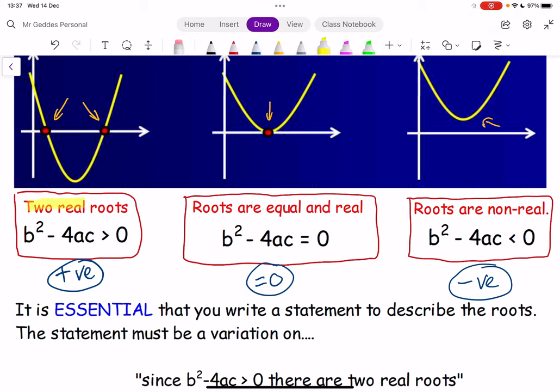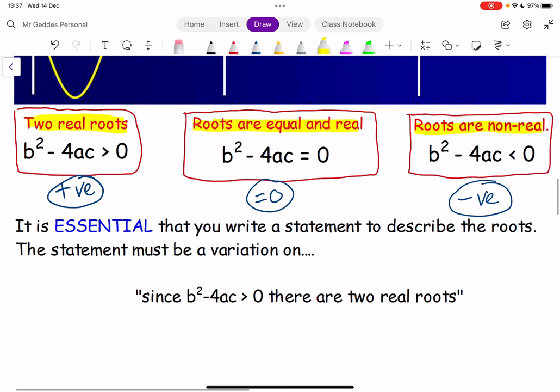These wee statements here and here, these words, they're all worth a mark to you. You have to memorize them. Two real roots. Roots are equal and real, and then no real roots, or roots are non-real. If you prefer no real roots, that's fine. Okay. Like you see at the bottom there, the wee statement is essential. You need to learn them. In the grand scheme of things, it's worth one mark to you. So prioritize, okay?